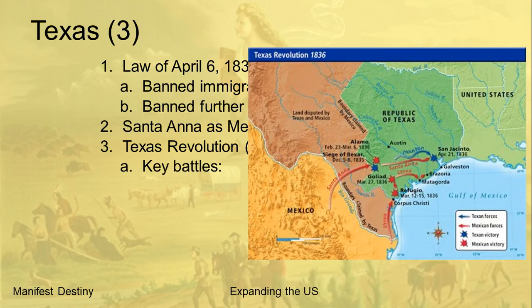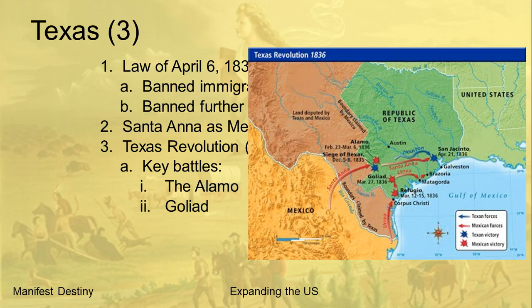Some of the key battles you should probably be familiar with in the Texas Revolution. Of course, the Battle of the Alamo, which is immortalized in our history. Also the Battle of Goliad. Both of these battles, of course, were lost by the Texans. Santa Anna showed no mercy to any survivors that were there.